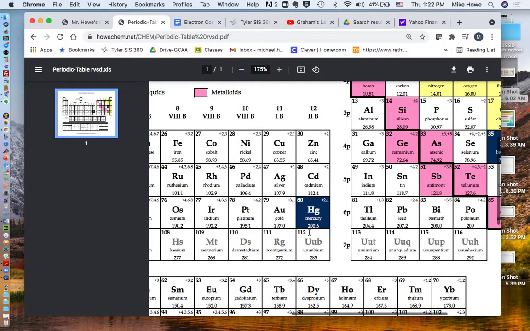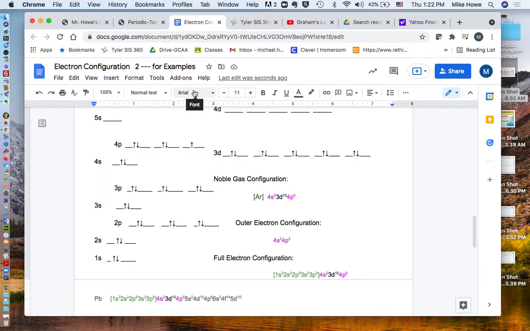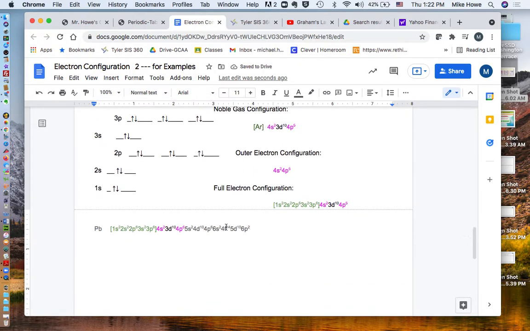We're over here. We're not quite to lead, but we're close, because 6p follows 5d. So lead has 2 electrons in its 6p sublevel. So we'll go back over here, and we'll have 6p with 2. All right, so that's the full electron configuration for lead.